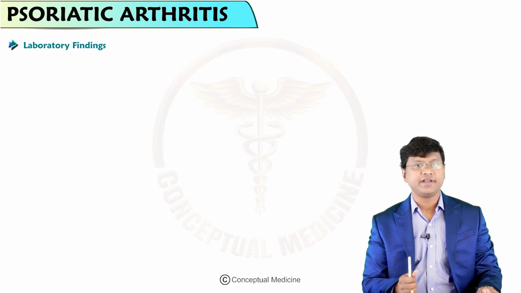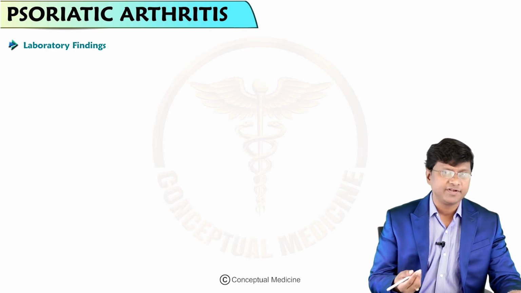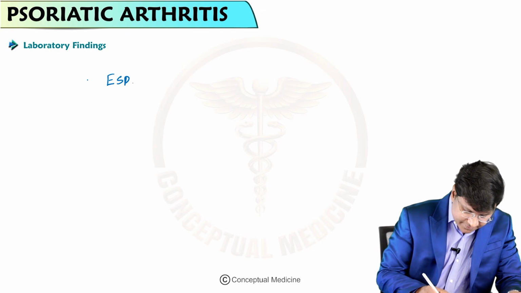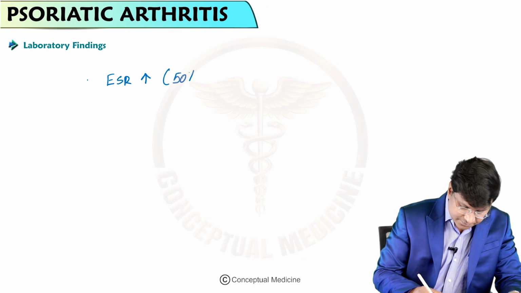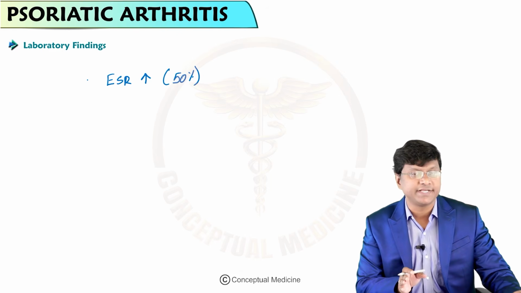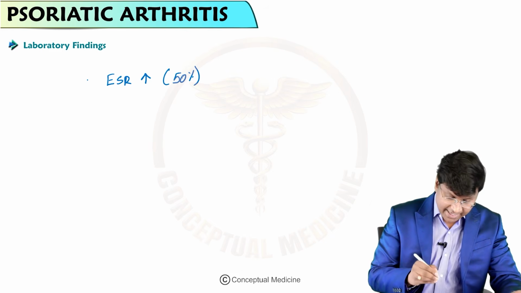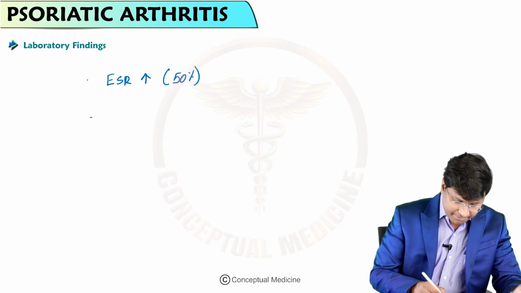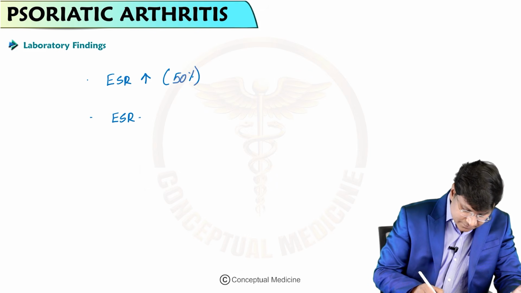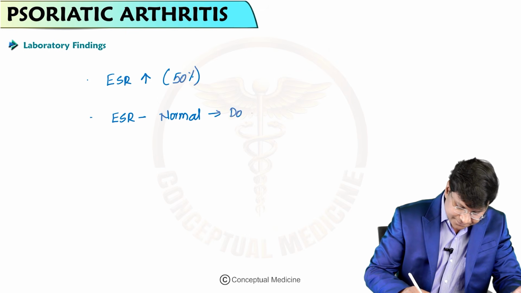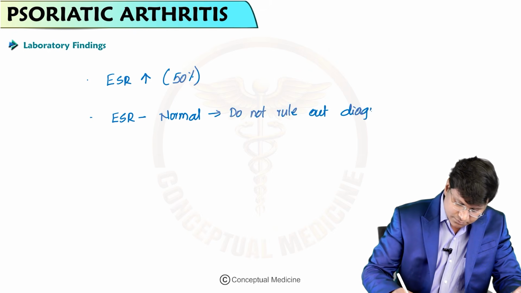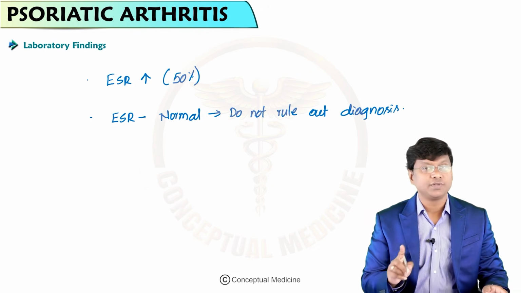Next, coming to the laboratory findings in patients with psoriatic arthritis. It is an inflammatory disorder, so ESR is elevated. This ESR is elevated in approximately 50% of patients with psoriatic arthritis. One point you have to remember: ESR will be elevated, but if the ESR is normal, this does not rule out the diagnosis.